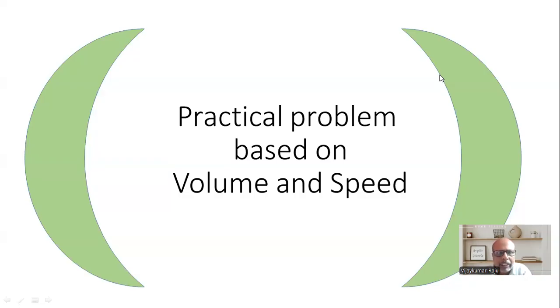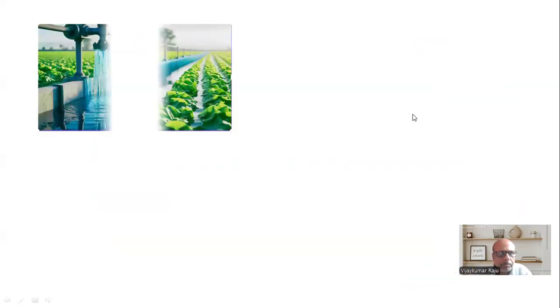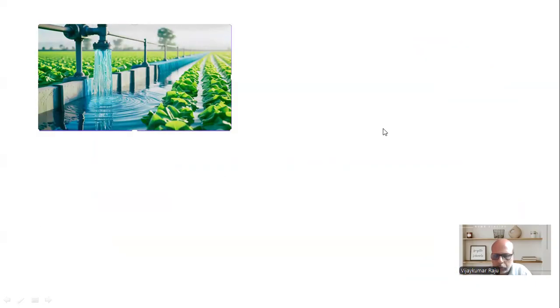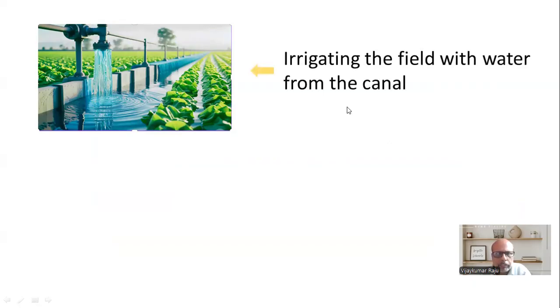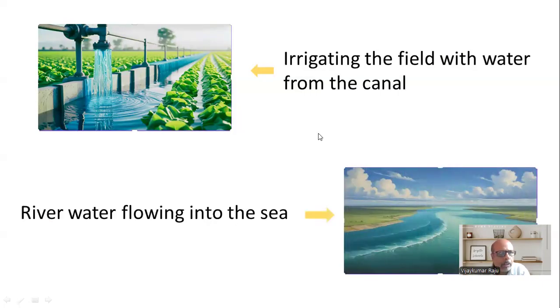In this video, two practical problems based on volume and speed are taken up. Okay, so the first problem. This is your first problem. Here what we are doing is, we are trying to irrigate the field with water from the canal. This is the main idea. And the second is river water flowing into the sea. These are the two problems we are taking up in this video.